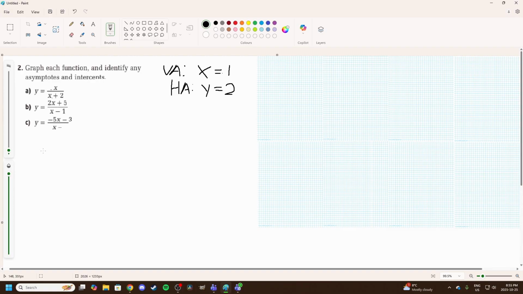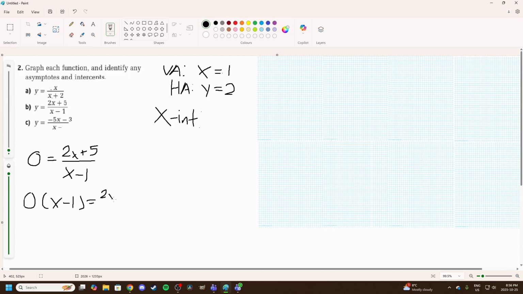Now let's find our x-intercept, right? So we have to set y equal to 0. So I'll just write this out, x-intercept, and then y equals 0. So 0 equals (2x plus 5) over (x minus 1). Okay? Now what we're going to do is multiply both sides by x minus 1. So you're left with 0 times (x minus 1) equals (2x plus 5) over (x minus 1) multiplied by (x minus 1). These will cancel, and this becomes 0, right? So you have 0 equals 2x plus 5.